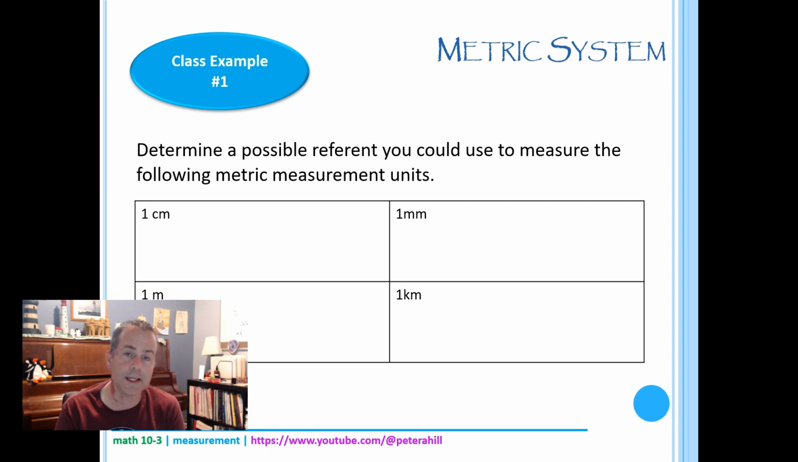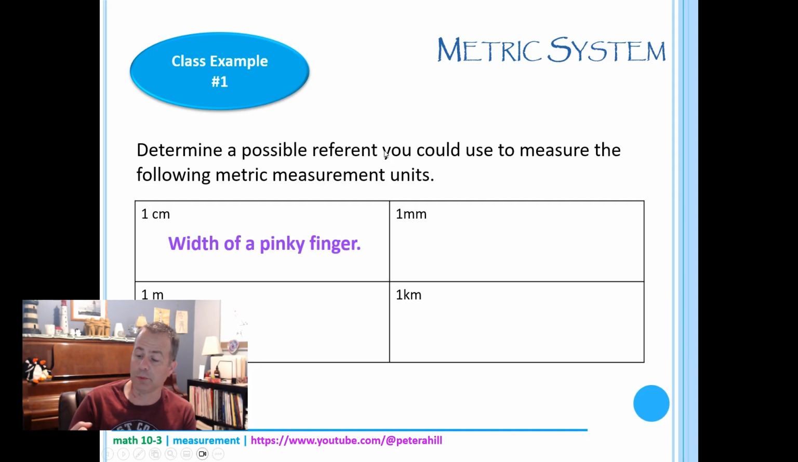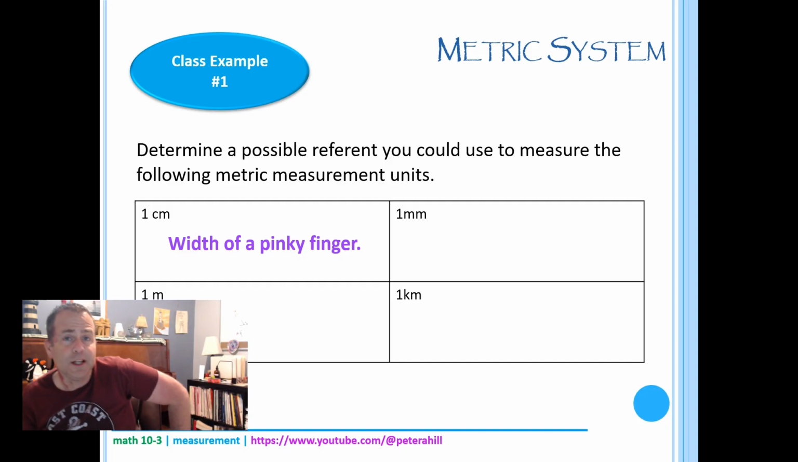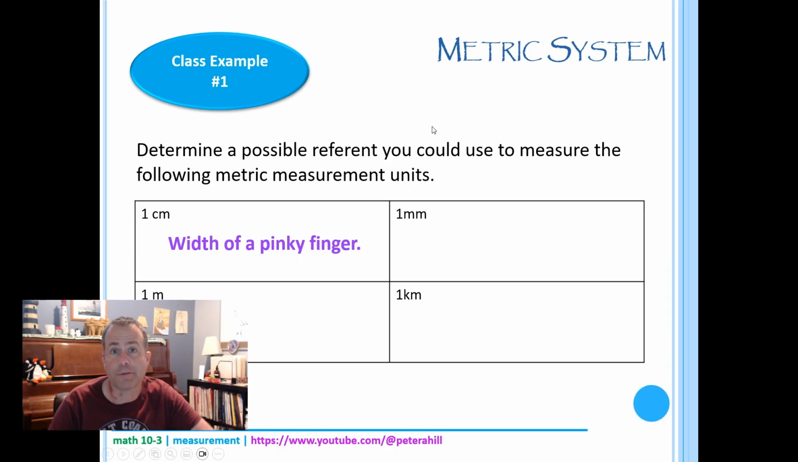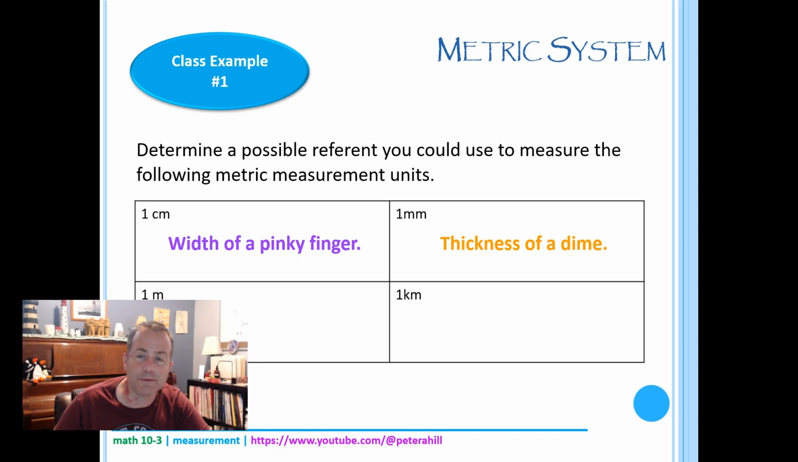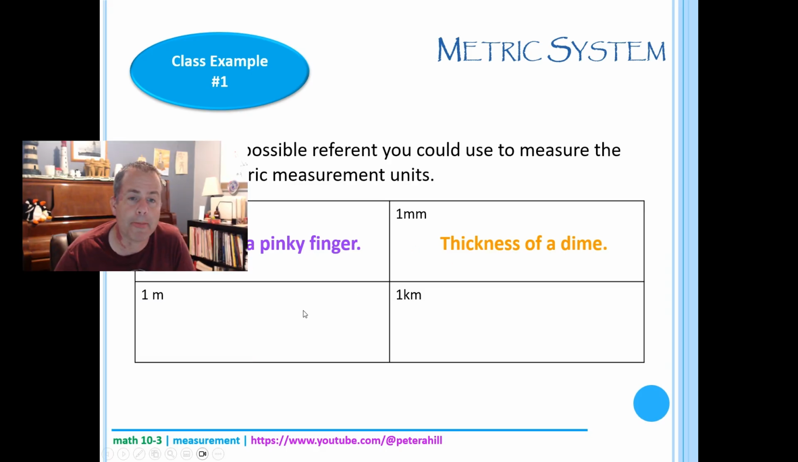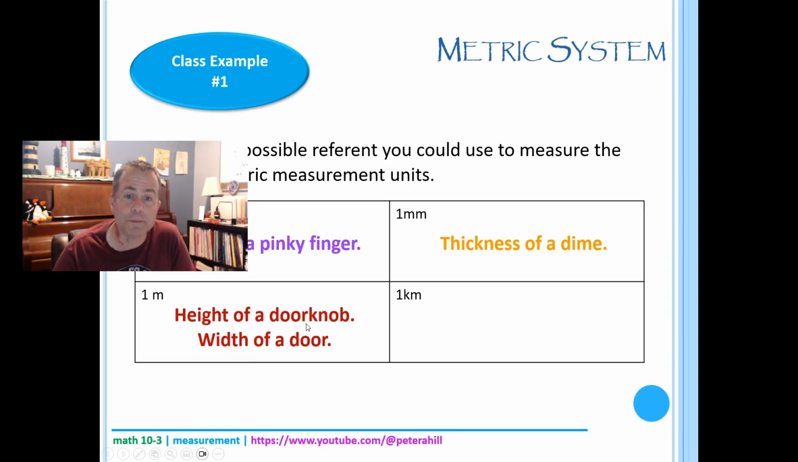So we're thinking about what is roughly 1 centimeter. The easiest one there would be the width of your pinky finger. Roughly from there to there is a centimeter. Now everybody's pinky finger is a little different, so it's not exactly a centimeter, but it's a good close reference. A millimeter might be the thickness of a dime, if you've got a dime in your pocket. A meter would usually be the height of a doorknob or the width of a door. Those are about a meter.